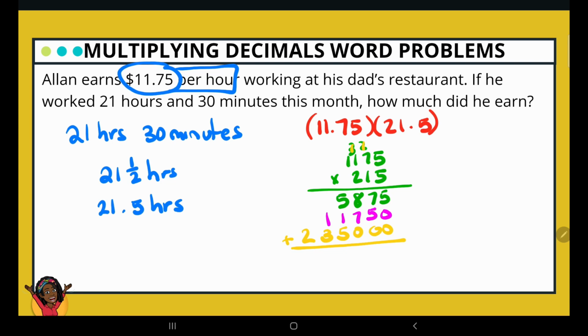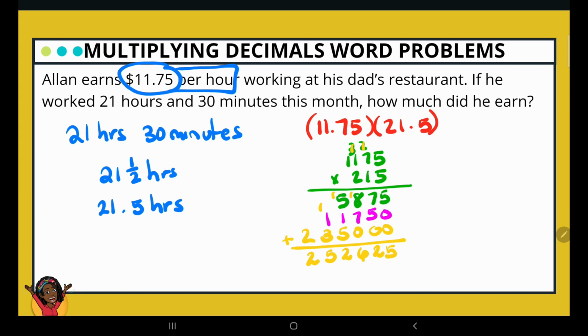Let's go ahead and add these numbers. So 5 plus zeros will be 5. 7 plus 5 is 12. 8 plus 7 is 15 plus 1 is 16. 5 plus 1 is 6. 6 plus 5 is 11. Plus 1 is 12. 1 plus 3 is 4. Plus 1 is 5. And then we bring down the 2.